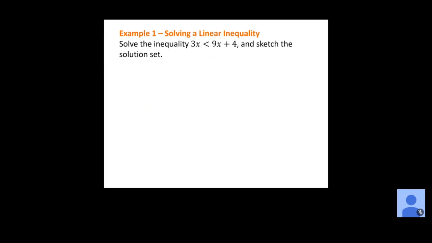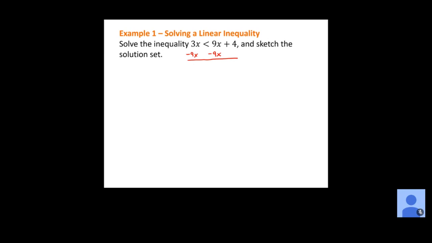We could move the 3x to the other side, but then we'd still have to move the 4 away from the x. Or like Luke said, we could move the 9x over and combine it with the 3x that's already there. That's going to create the fewest steps for us this time, so I'm going to go that way. I'm going to subtract 9x from both sides.